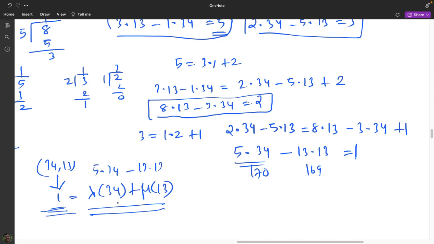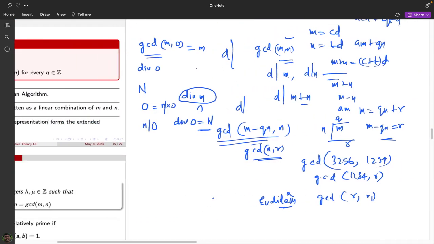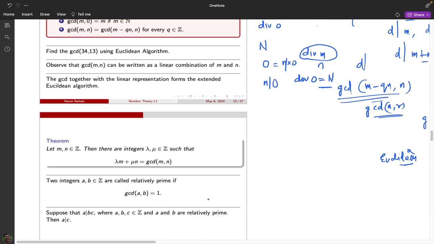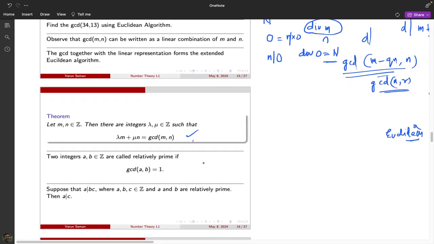So only 1 is the common divisor here. Okay, so a very important result: GCD can always be represented as a linear combination of the other two numbers. So that was some important results we have discussed here. We can always find two numbers for GCD, which is lambda m plus mu n is equal to 1.